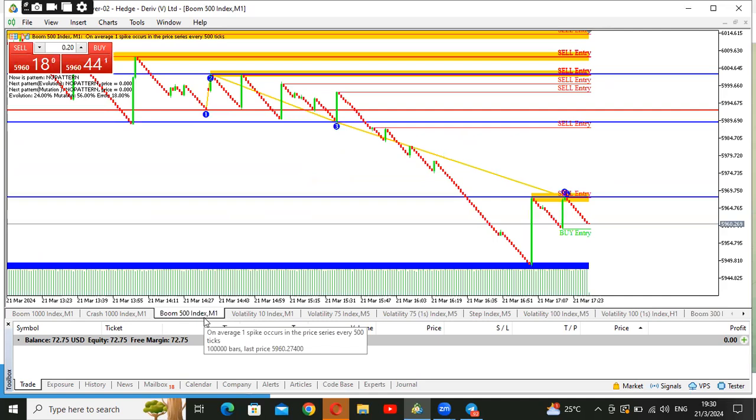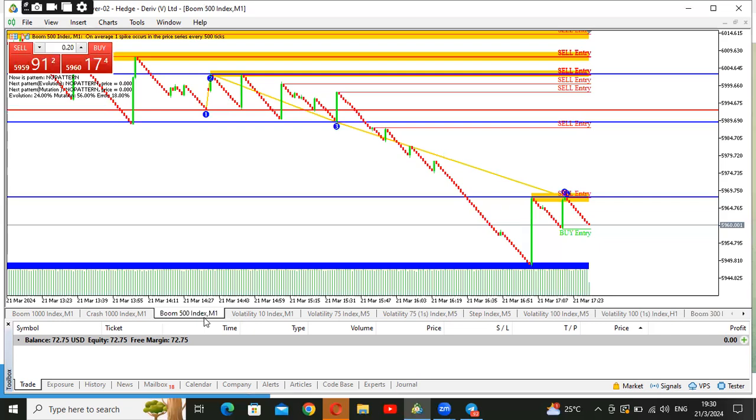We have another trade on Boom 500. Can someone tell me why you cannot enter Boom 500 now, according to what I've just explained? Make sure you cooperate because we don't have much time. It didn't break that previous spike. Exactly. You got it correct.